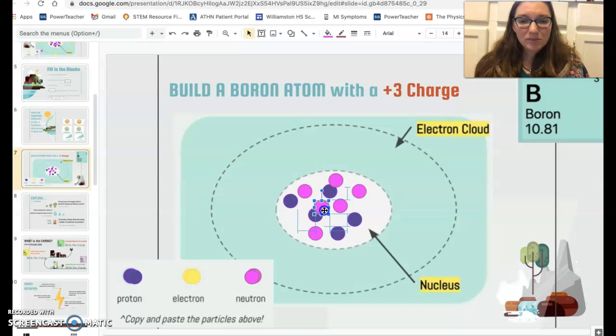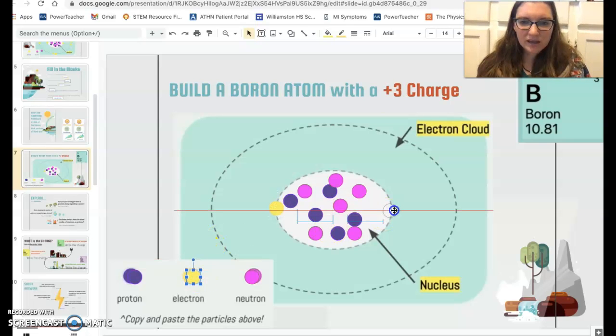And as always, you can pause me if it's going to take you a second longer. That's totally fine. Okay, and then this one has a +3 charge, meaning that if it was neutral, it would have 5 electrons, since there's 5 protons, but it actually has 3 fewer electrons than protons. So I can put these here to show that just that first energy level is full. Okay?